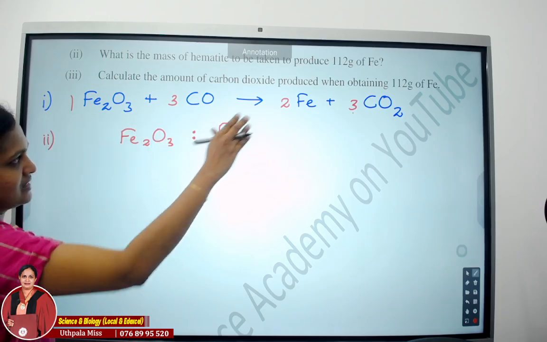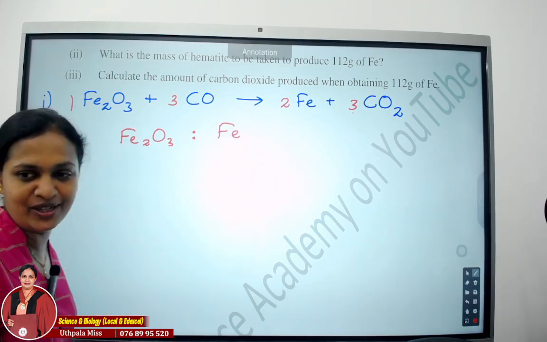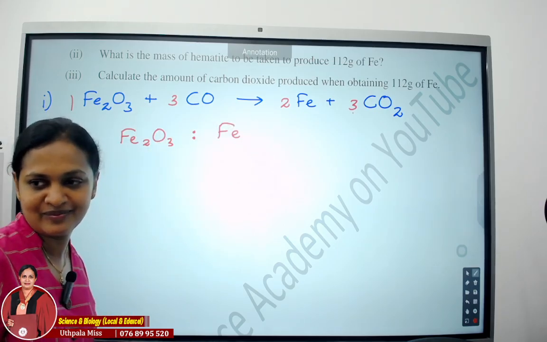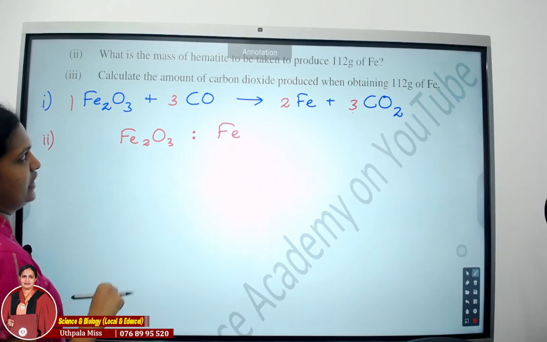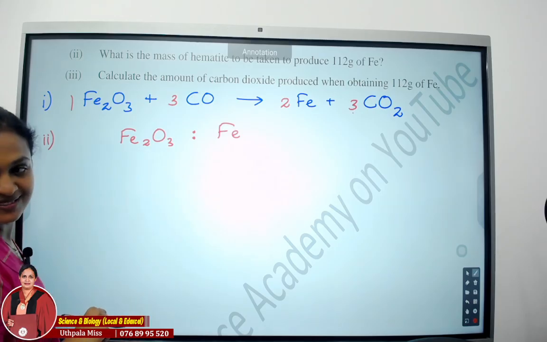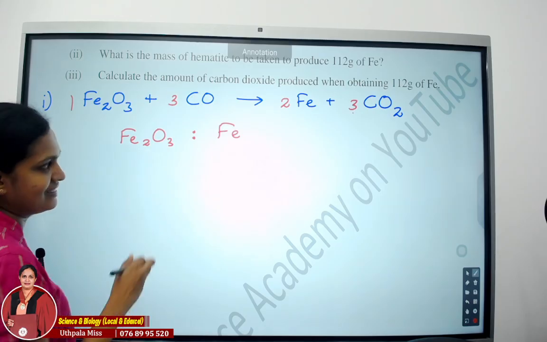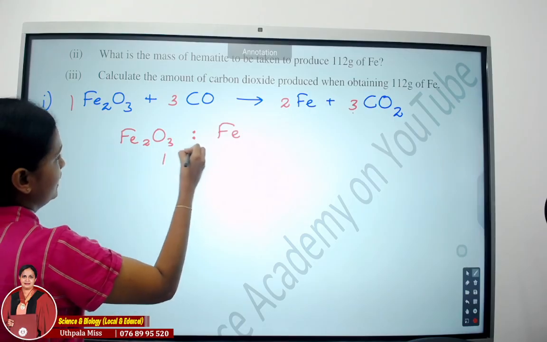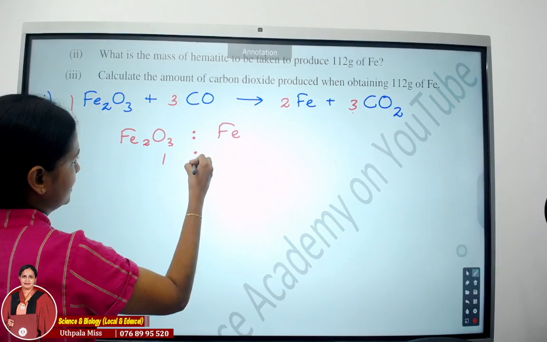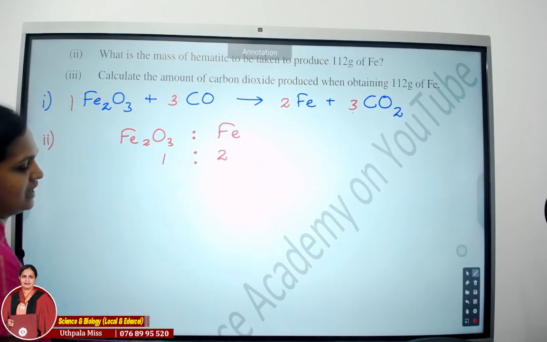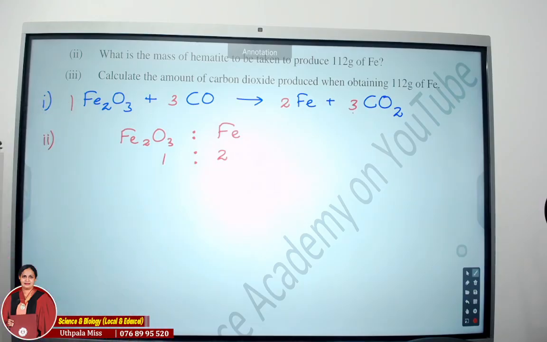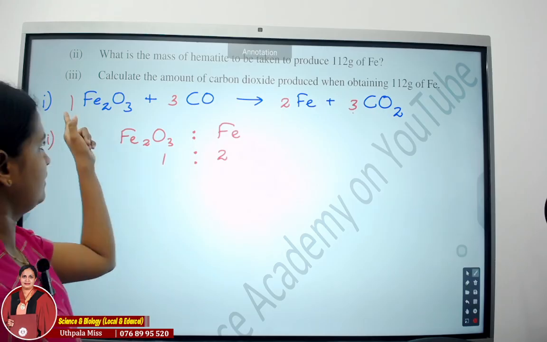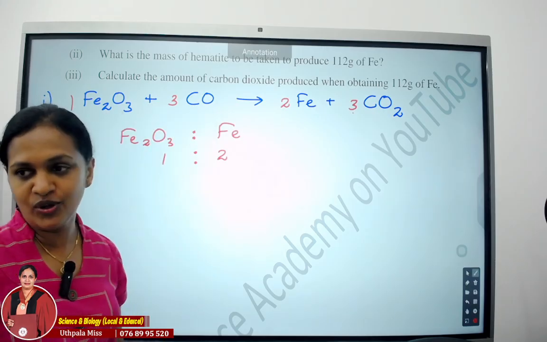According to the balanced equation, what is the molar ratio between hematite and iron? Fe2O3 to Fe. Yes, 1 is to 2. Here it is 1, here 2. After balancing, that is what we can get. That's very important, to obtain the molar ratio. After balancing the equation, we write the number in front to get the molar ratio.